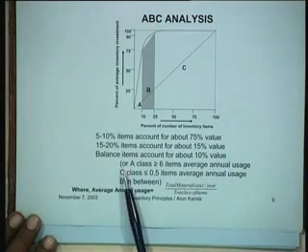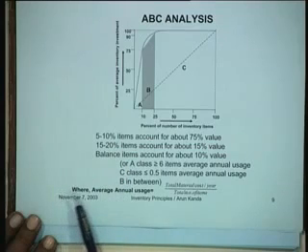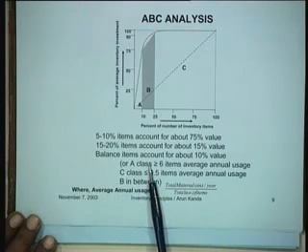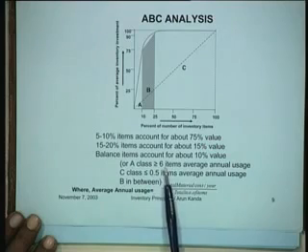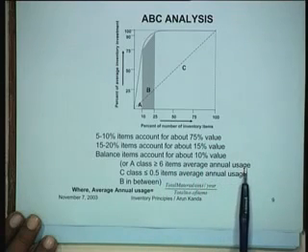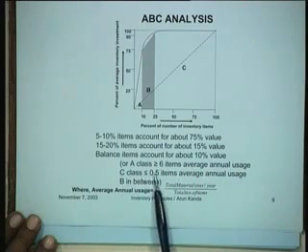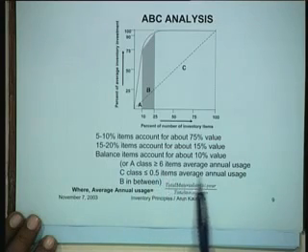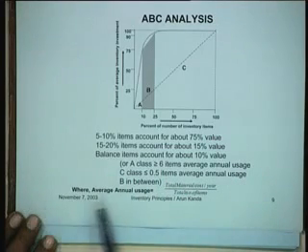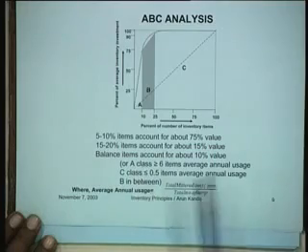Another way of classifying items into A, B, C is that A class items are those which are 6 times average annual usage, C class items are those which are less than 0.5 times average annual usage, and B class items are in between.